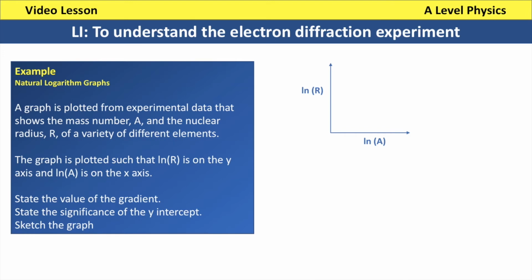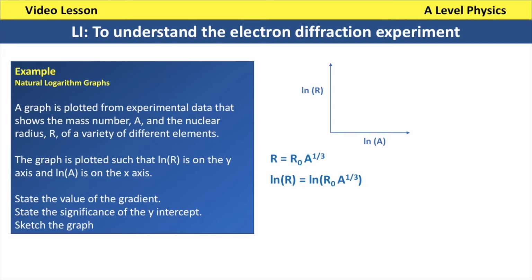Now let's look at the equation, because the empirical equation that's given to us is written as R equals R0 A to the power of a third, but neither R nor A appear on that graph. We want the logarithms of them. So we need to rearrange this equation to get logarithms in it. So we could take the natural logarithm of the left-hand side, which will give me ln of capital R, and then I can take the natural logarithm of the right-hand side as well, which will give me ln of R0 A to the power of a third.